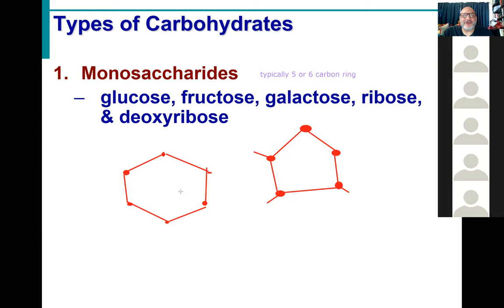So we have either a 5 or a 6-carbon ring together with its functional groups coming off, and these are our monosaccharides. Like I said, these are going to be our building blocks. These are the ones that are going to be used to make the larger, more complex carbohydrates that Stephanie's talking about. Absolutely, where we're putting more and more of them together.